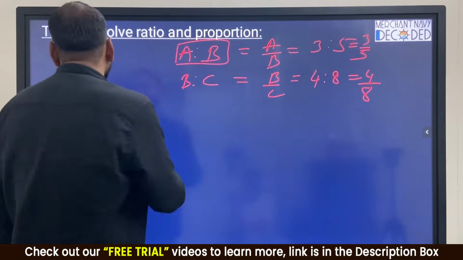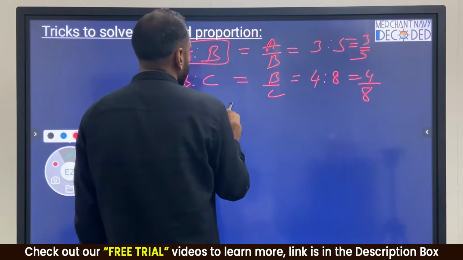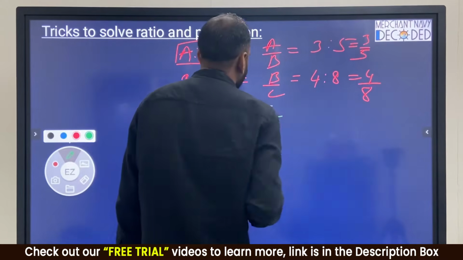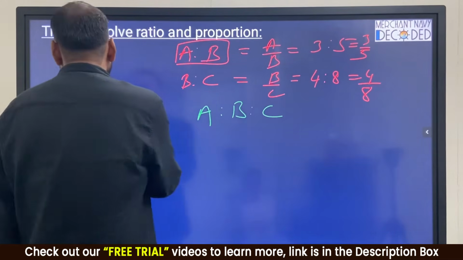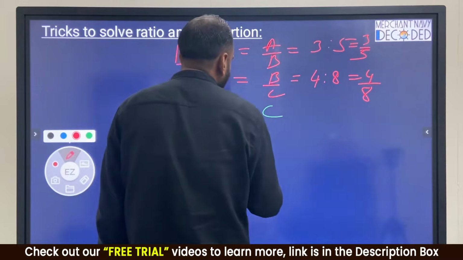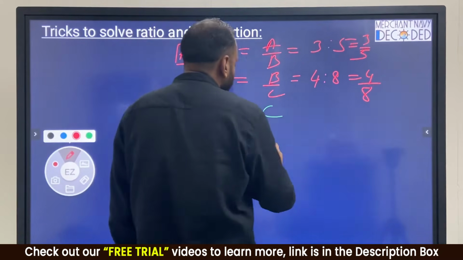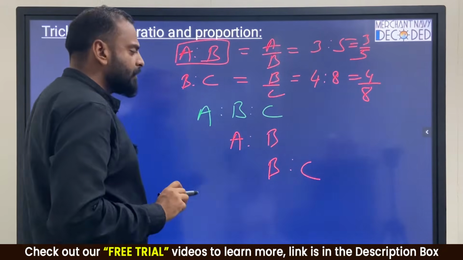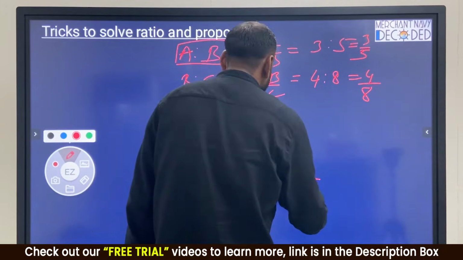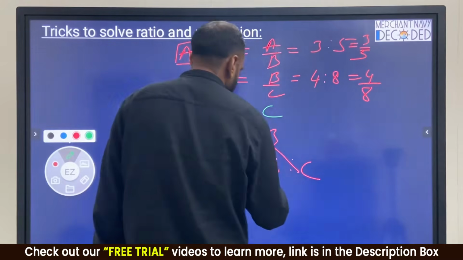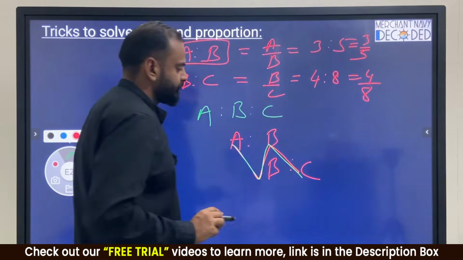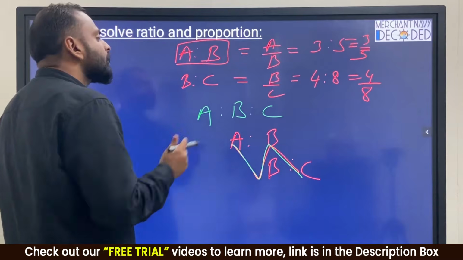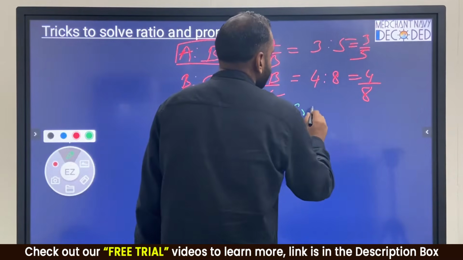Suppose we need to find A is to B is to C. How to find A is to B is to C? Use this formula. A is to B and B is to C. Simply use this one. Use this method.